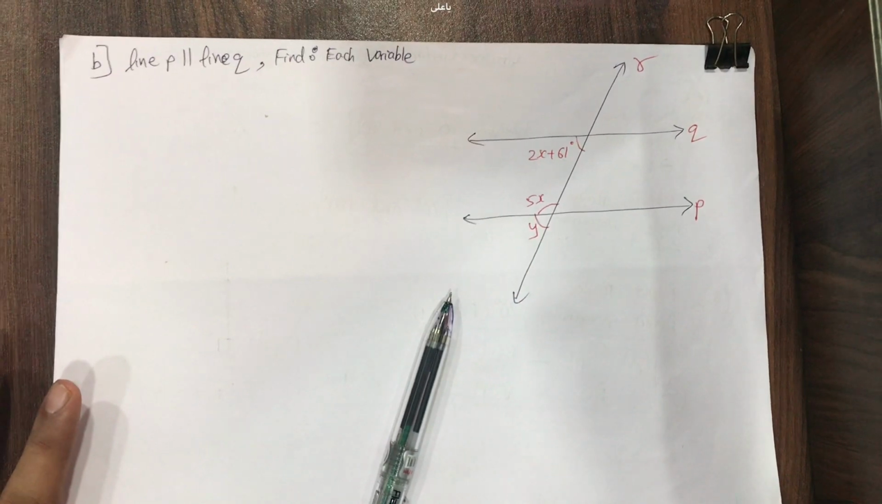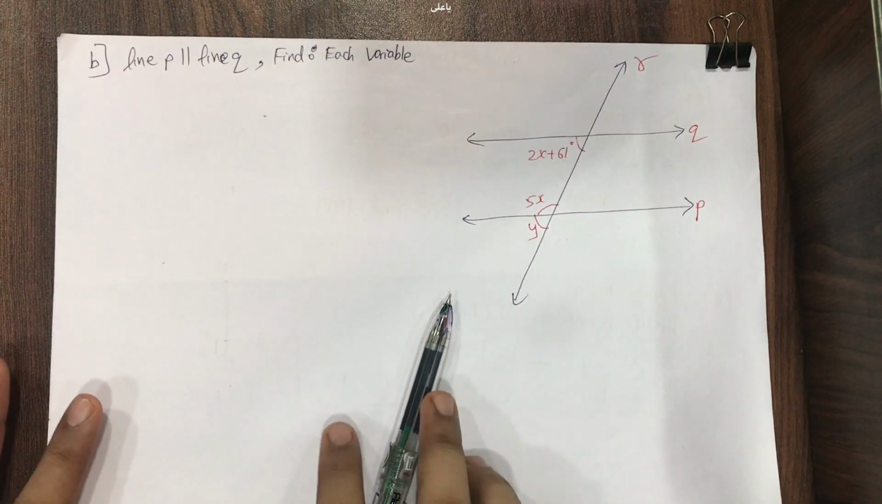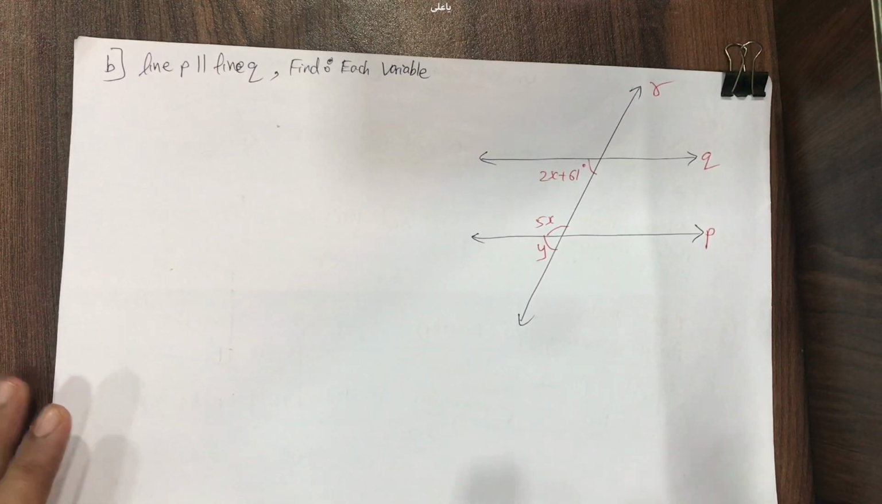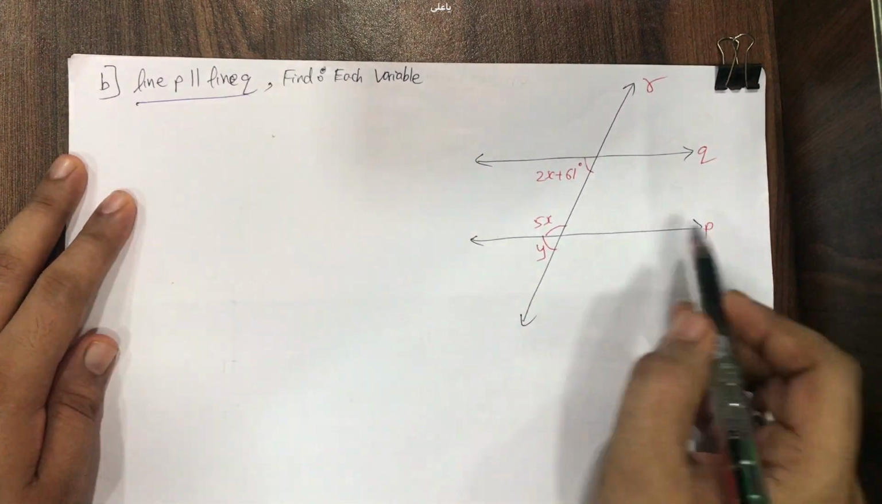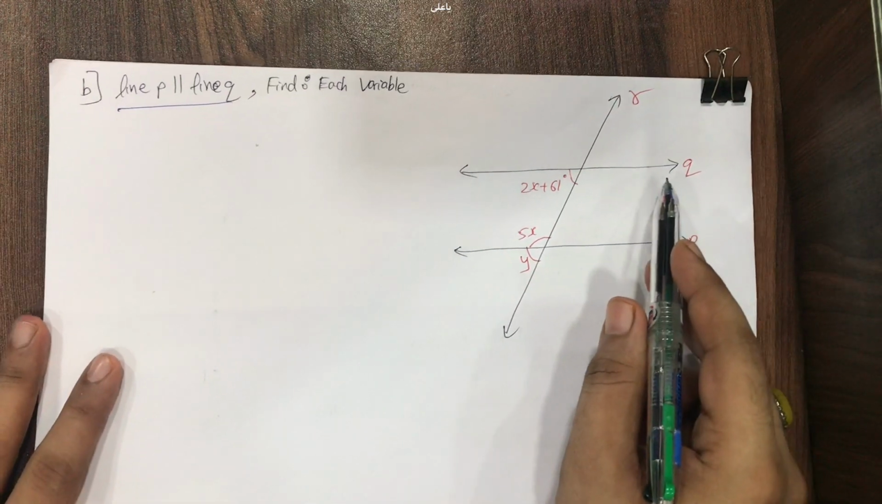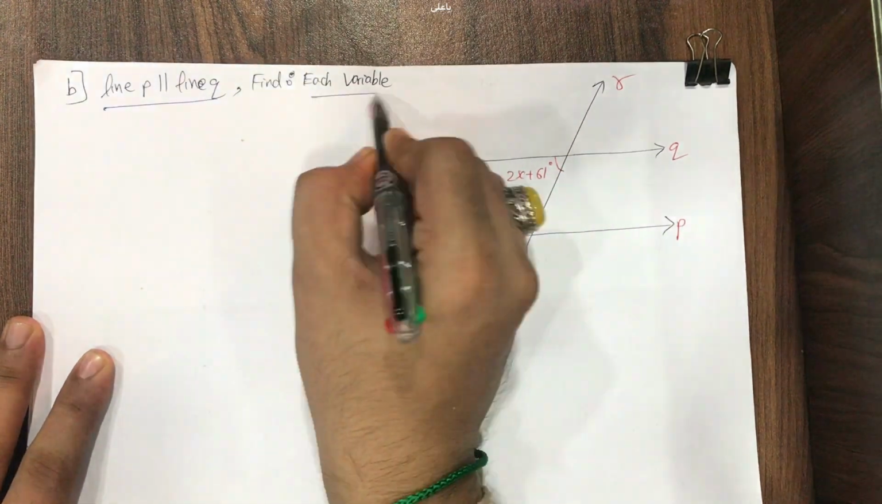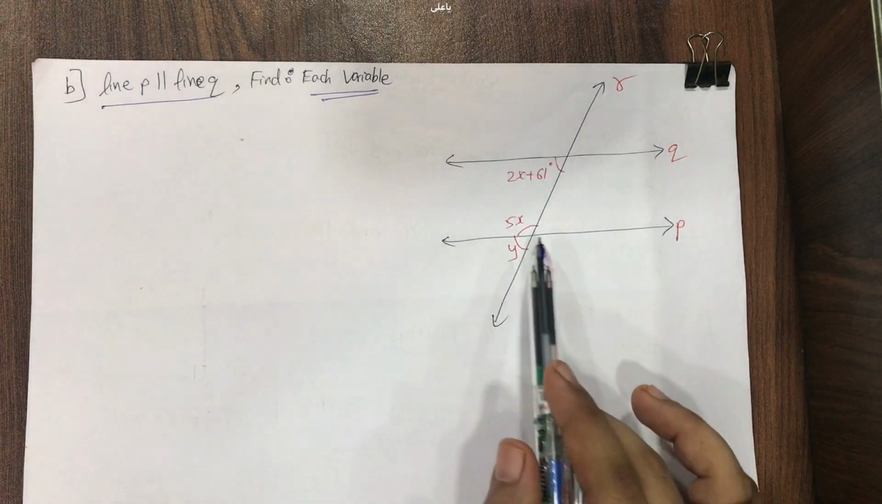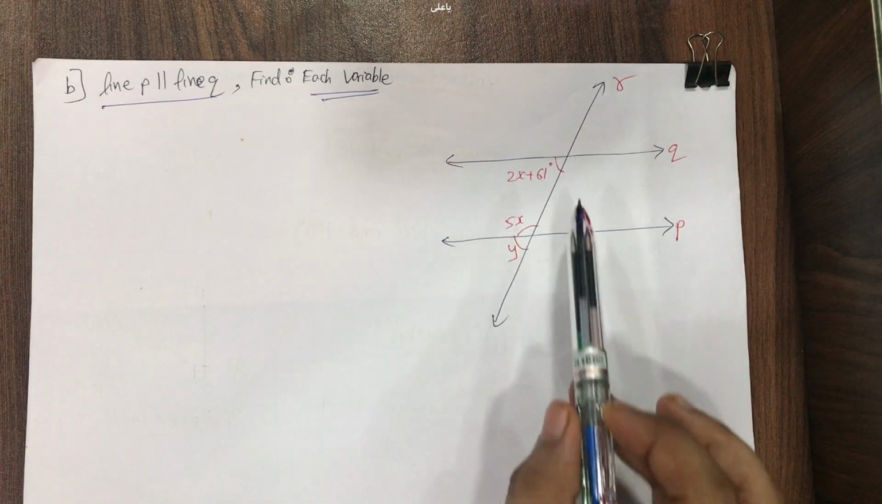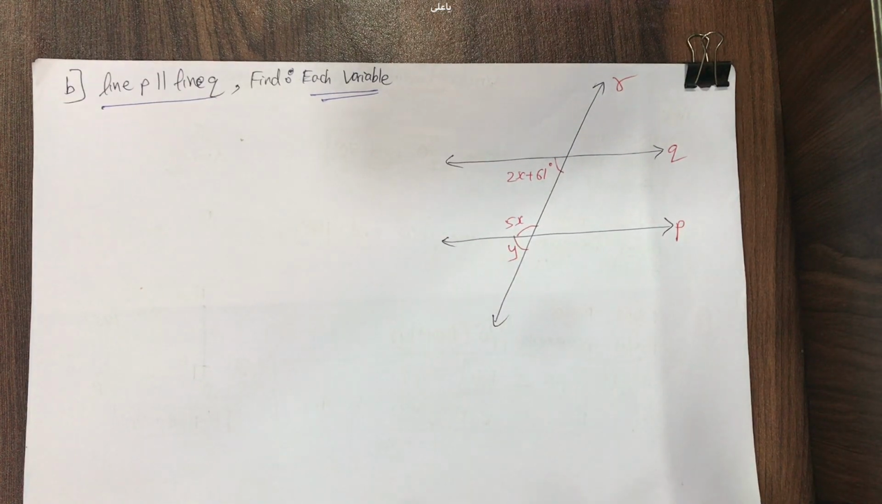Students, now we have the second question in front of you. It's given to us that line P is parallel to line Q. Find each variable. If we see, we have only two variables, x and y. They are not asking us the value of each angle. They are asking us the value of each variable.